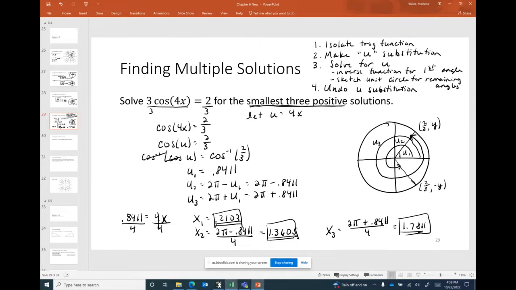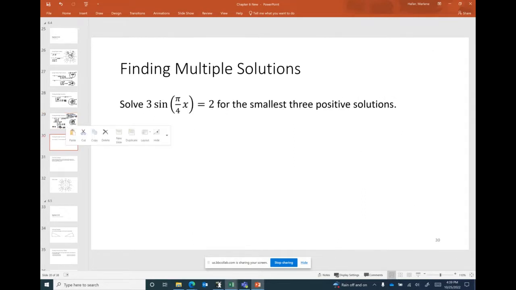Woo! This takes a minute, doesn't it? Let's do another one. Look at this guy. Here we want to solve 3 times the sine of pi over 4x equals 2 for the 3 smallest positive solutions. We're doing that again, all right? 3 smallest positive solutions.